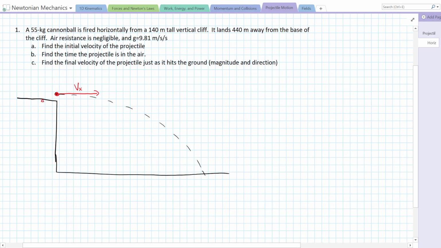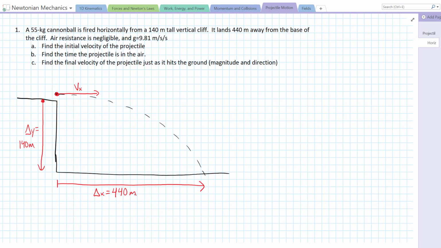We know that the displacement that the object falls is delta y. Actually, we are given delta y. Delta y is going to be 140 meters. Delta x is the horizontal distance that the object travels. Delta x in this case is equal to 440 meters. Air resistance is negligible, and g equals 9.81 meters per second per second.